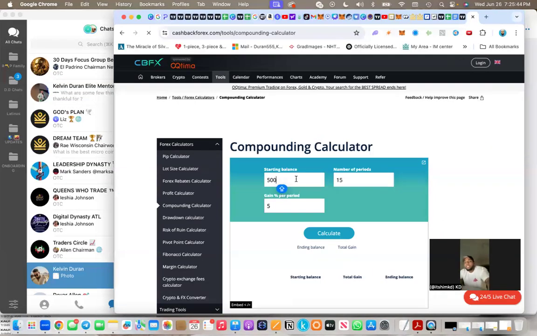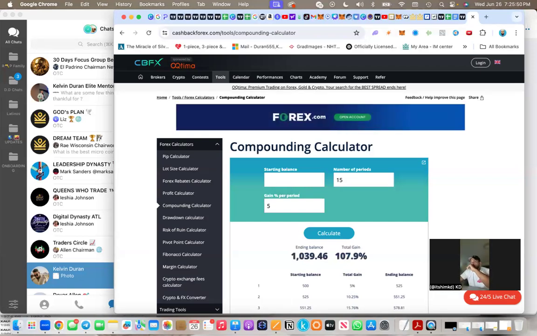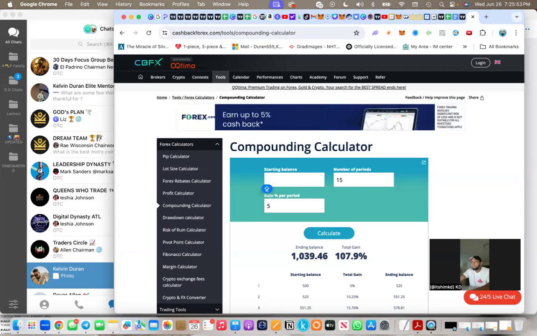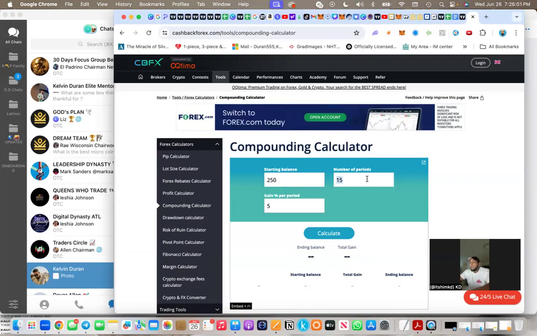Now, for anyone that's going to get started on a live account or any type of account, my goal is to tell you guys to do this. Either start from 250 to 500 on your account. Let's say that you start with 250. It tells you right here the number of periods. How many days are you going to trade this account? I usually tell people, trade on your account for 14 days and then pay yourself. Let's say you do 14 days.